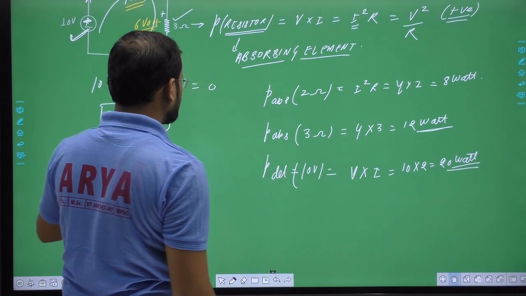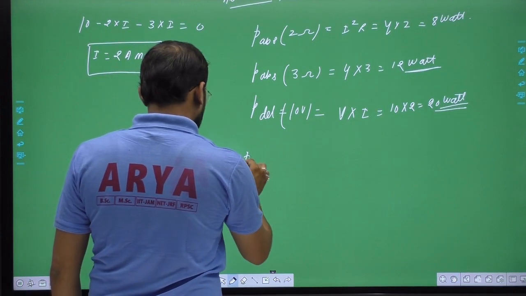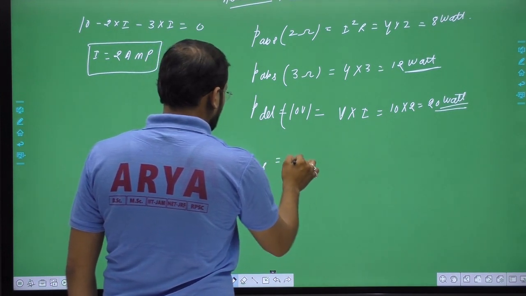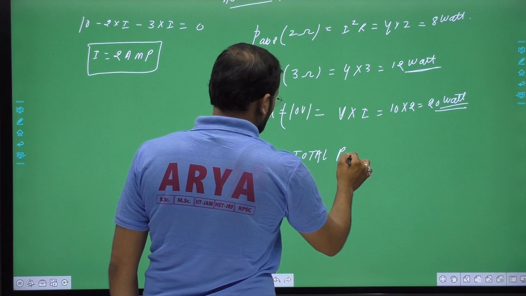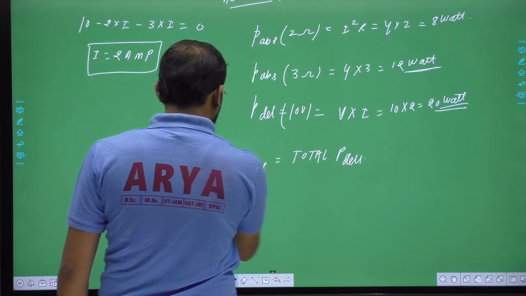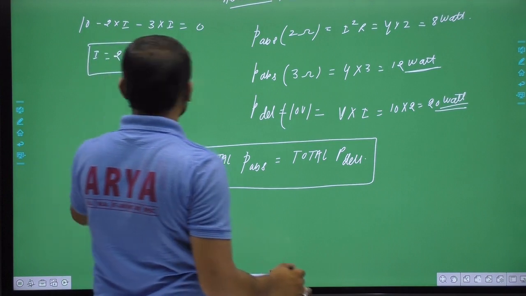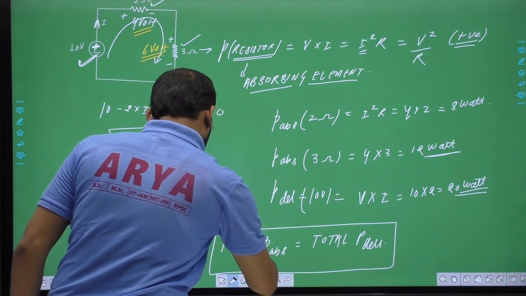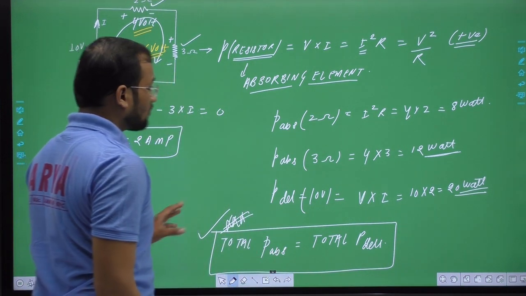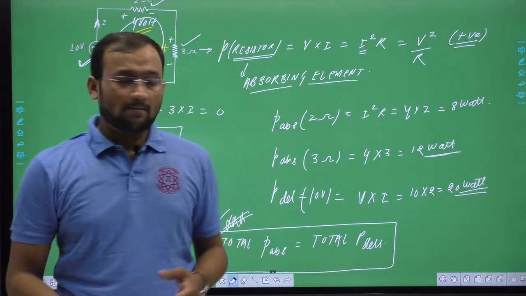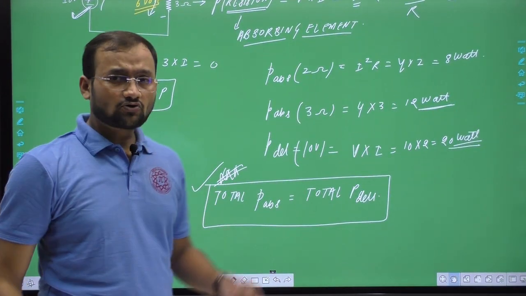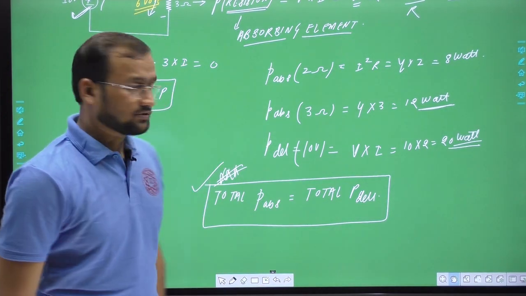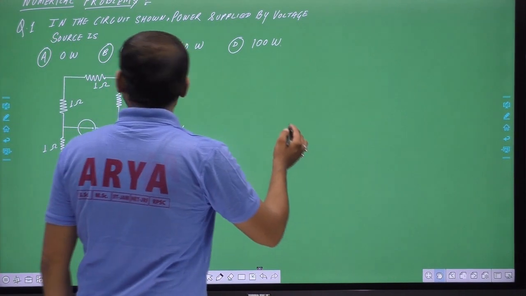So in a circuit, the total power absorbed will always be equal to the total power delivered, and for this circuit it is valid, and for this circuit it is valid. So we can cross check our result by this. If the total power absorbed is equal to the total power delivered, then we can say that our calculation is correct. Now we will discuss the next question.